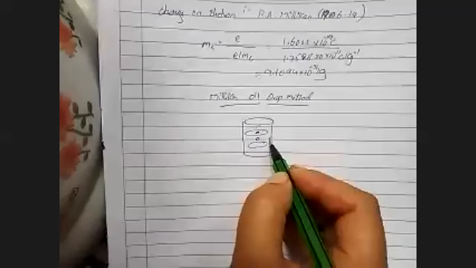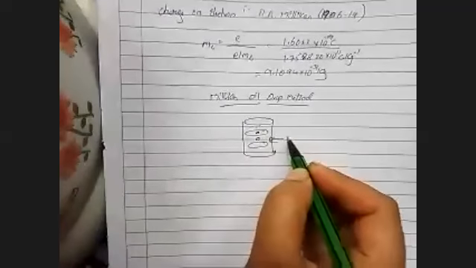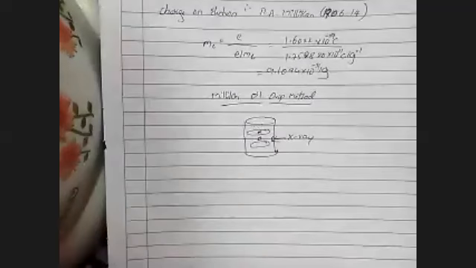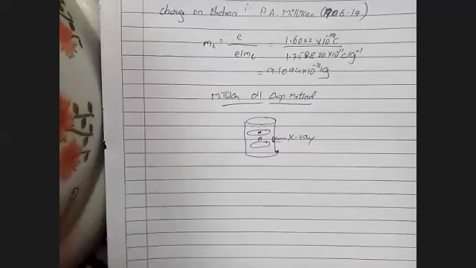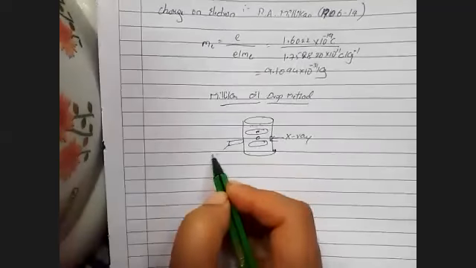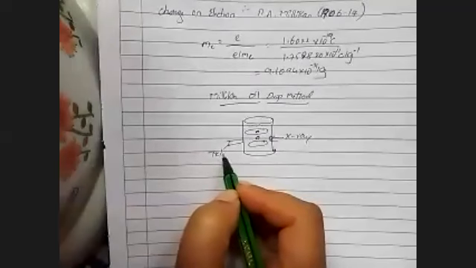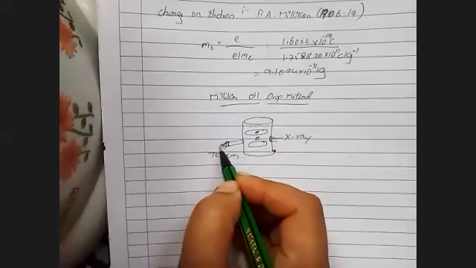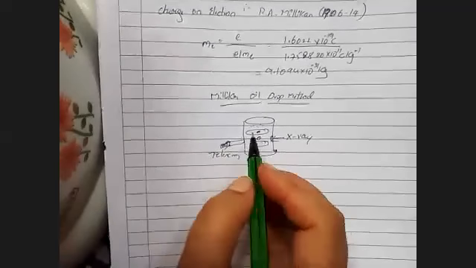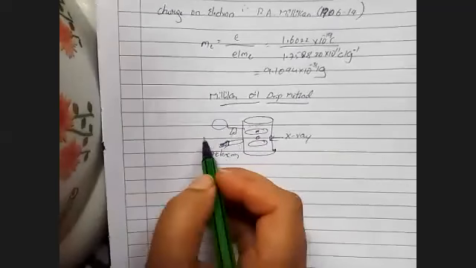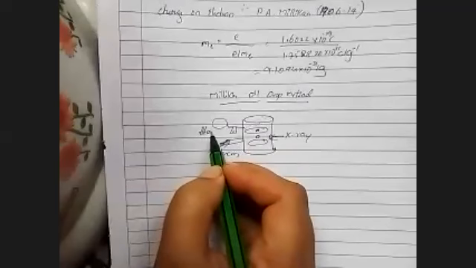From this opening we are passing X-rays, and we are observing the particle. This is a telescope or microscope, the observing lens. So from here we are supplying oil from the tanker. This is automatic, that is called atomizer.